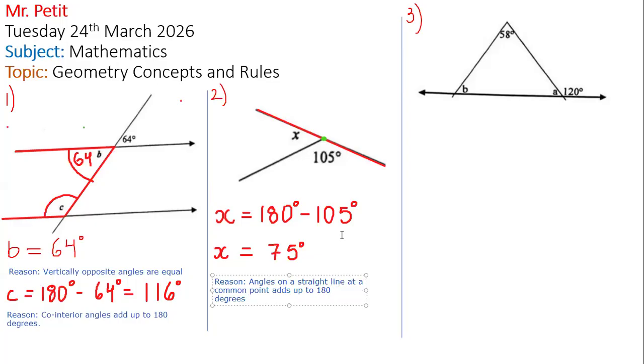Cool. Okay, then that's number 2. Let's go on to number 3. Number 3 is where it's at, right? Everyone quiet on number 3. All right, what did you get for A?